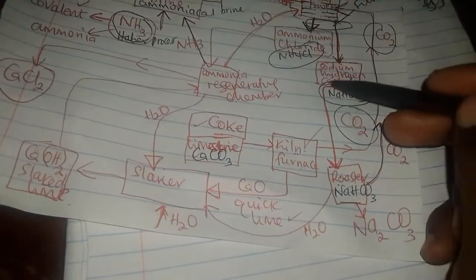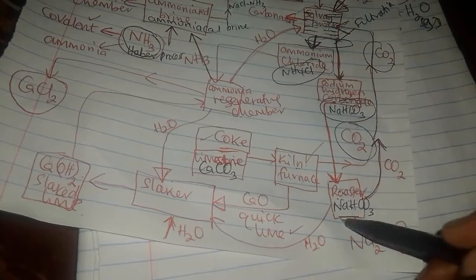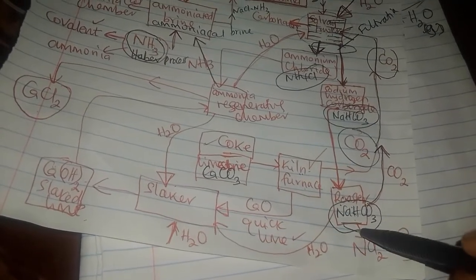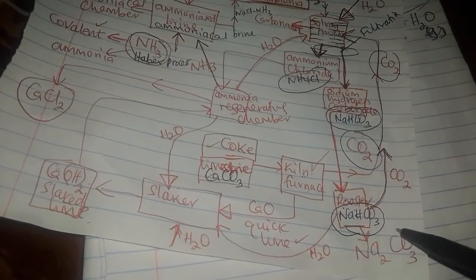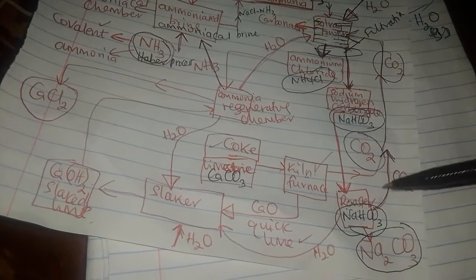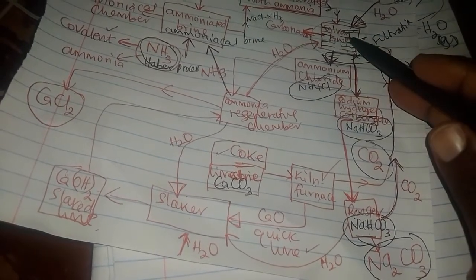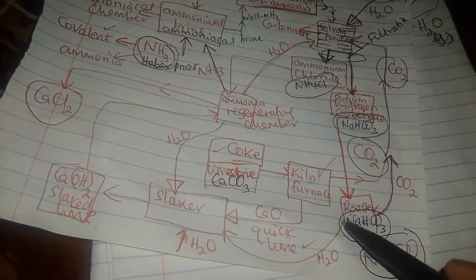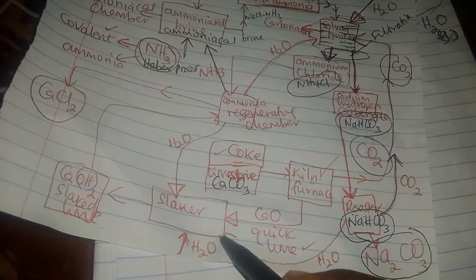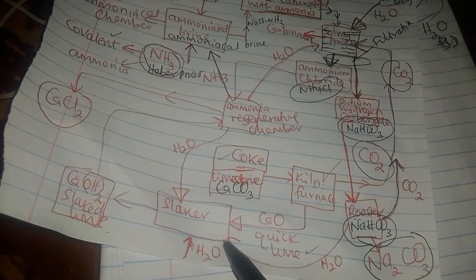The sodium hydrogen carbonate or the baking soda gets taken to the roaster. In the roaster, the temperatures are very high. Thermal decomposition takes place to form sodium carbonate or soda ash or washing soda. Carbon dioxide is also produced. It gets recycled, taken to the Solvay tower. Then the water also gets produced. The water can get taken to the slacker, where further reactions can occur.